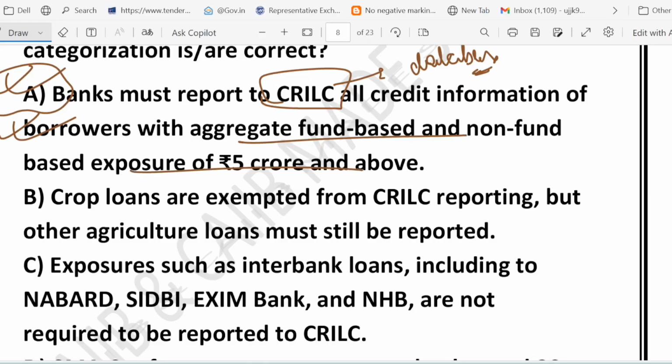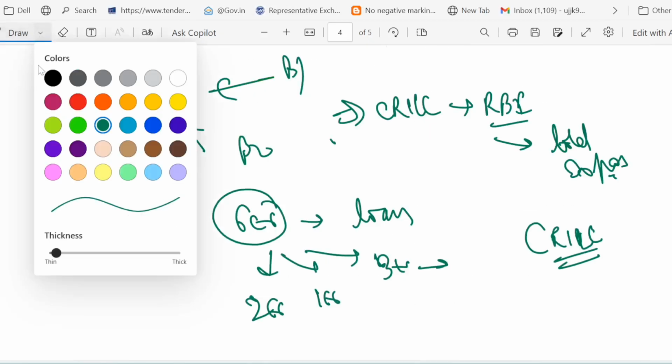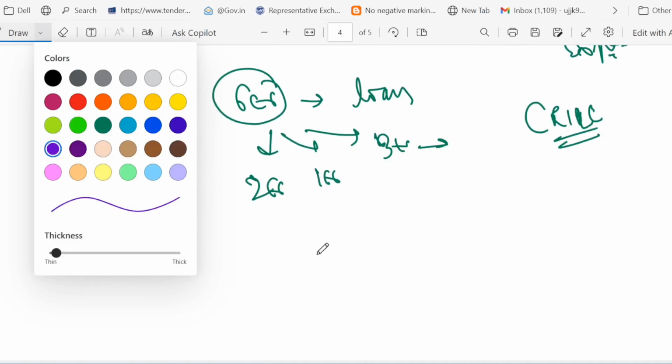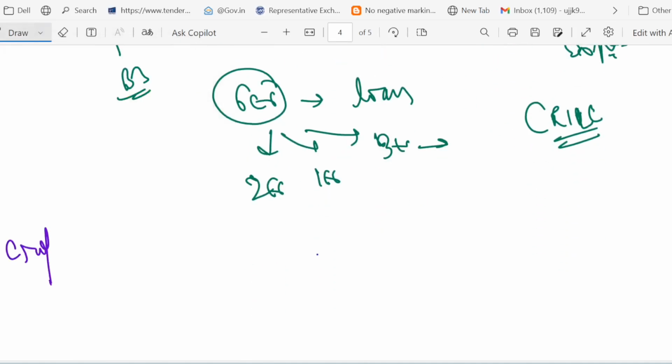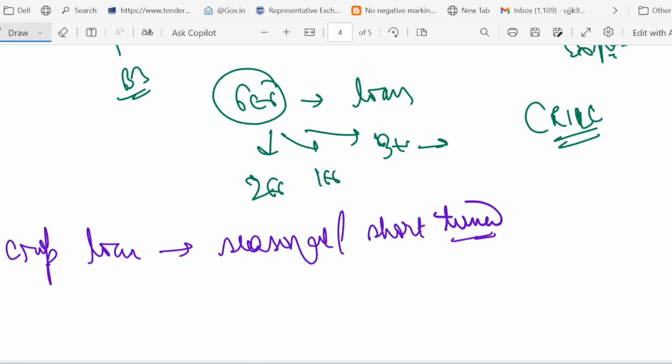Option number B says that crop loans are exempted from CRILC reporting. Yes, this is also correct. Why? Because crop loans are seasonal and short term. RBI keeps them out to avoid unnecessary reporting load. The reason is very simple. Crop loans are seasonal and also short term, right? So RBI keeps them out to avoid unnecessary reporting load.